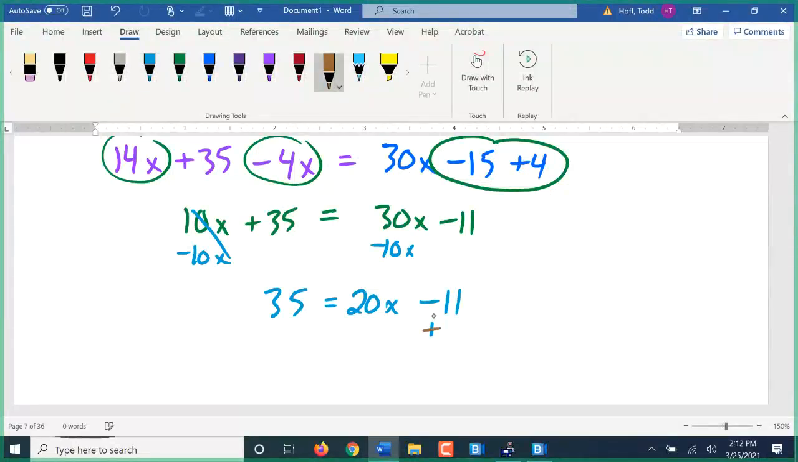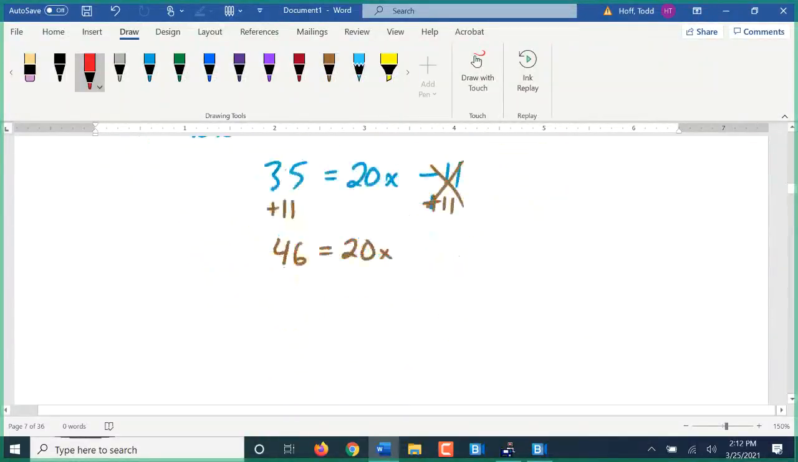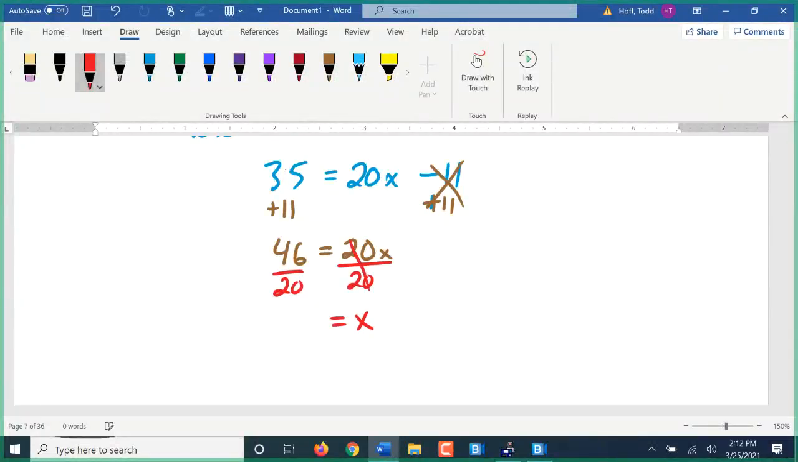We're going to add 11 to both sides. 35 plus 11 is 46. So 46 equals 20x because the 11 is gone on the right side there. And the last step is to divide by 20 to get rid of the 20. We have x equals, now we have 46 over 20. If we divided that, we're going to get 2.3. That would be just fine to get 2.3 if we want it as a decimal.